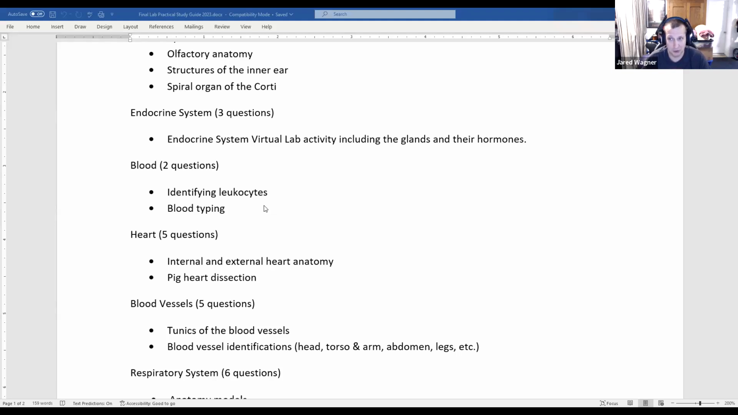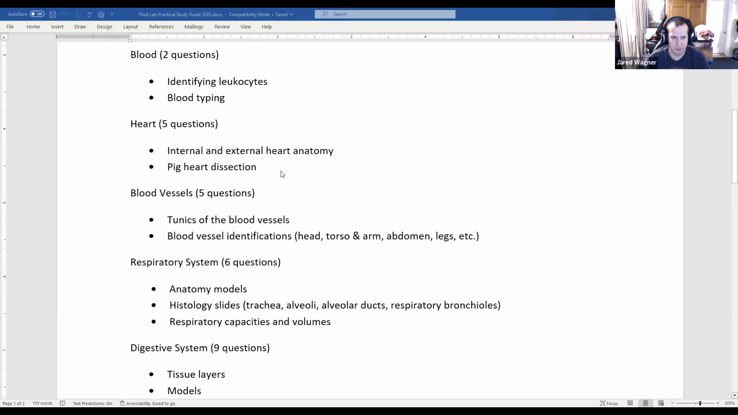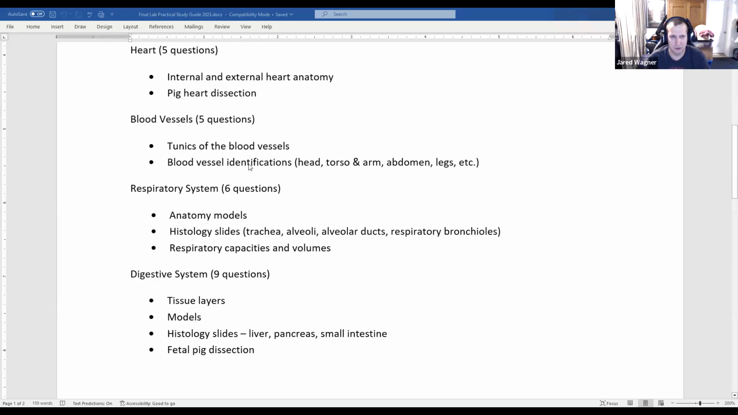So right, type O doesn't agglutinate with anti-A or anti-B. And if it agglutinates with anti-Rh, it's Rh positive. If it doesn't have agglutination with anti-Rh, it is Rh negative. So remember that. Think about who can be transferred to who, what can be transferred to what, that sort of thing. Heart, once again, look over your diagrams. It's the big thing. Same thing with blood vessels and blood vessel identification. So remember, go through those slides.